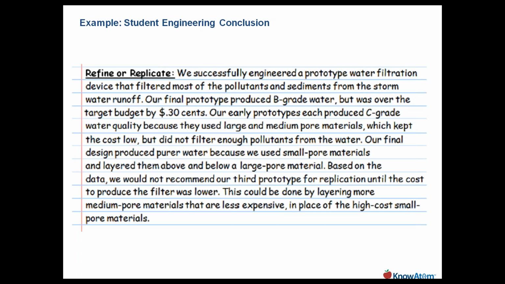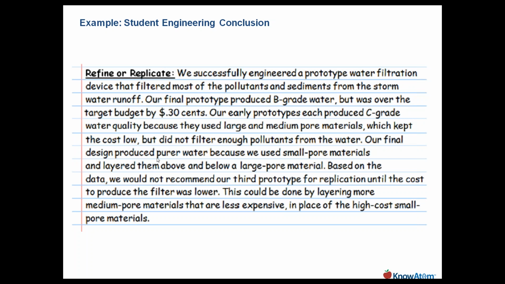Our final prototype produced B-grade water, but was over the target budget by 30 cents. Our early prototypes each produced C-grade water quality because they used large and medium pore materials, which kept the cost low, but did not filter enough pollutants from the water. This is probably middle school level here.